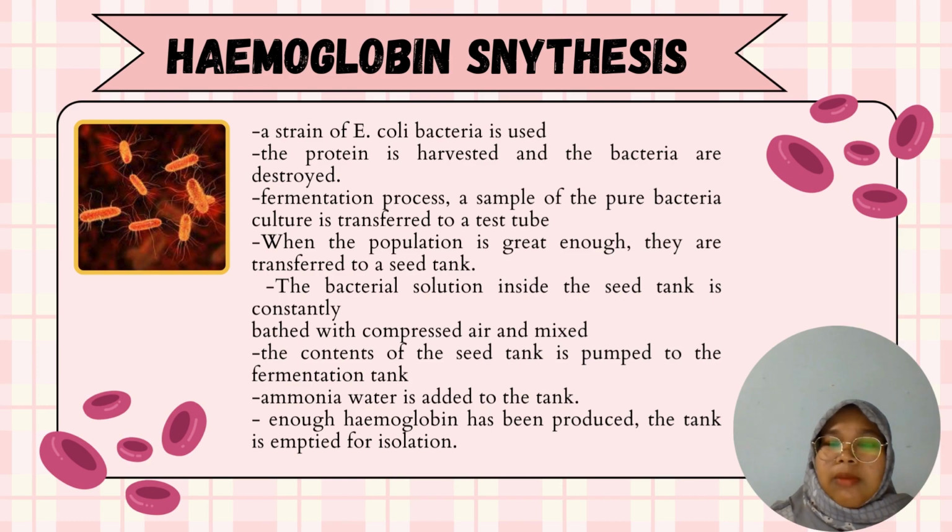So, for the hemoglobin synthesis, to obtain a hemoglobin, a strain of E. coli bacteria that has the ability to produce human hemoglobin is used. Over the course of about 3 days, the protein is harvested and the bacteria are destroyed. To start the fermentation process, a sample of the pure bacterial culture is transferred to a test tube that contains all the nutrients necessary for growth. This initial inoculation causes the bacteria to multiply.